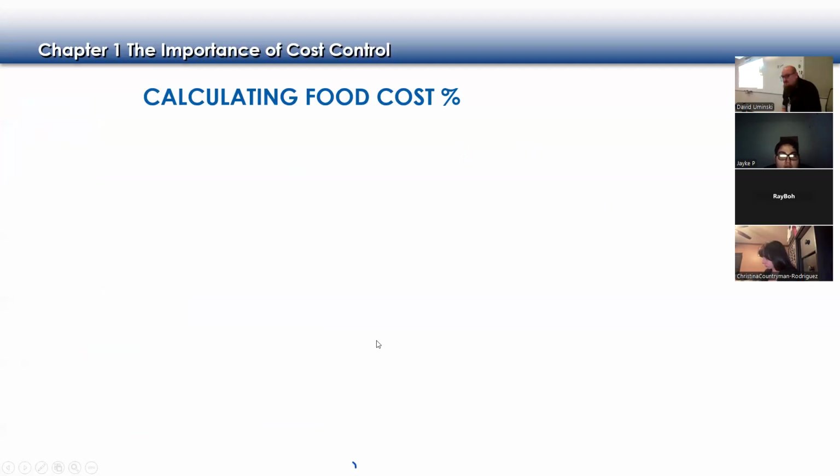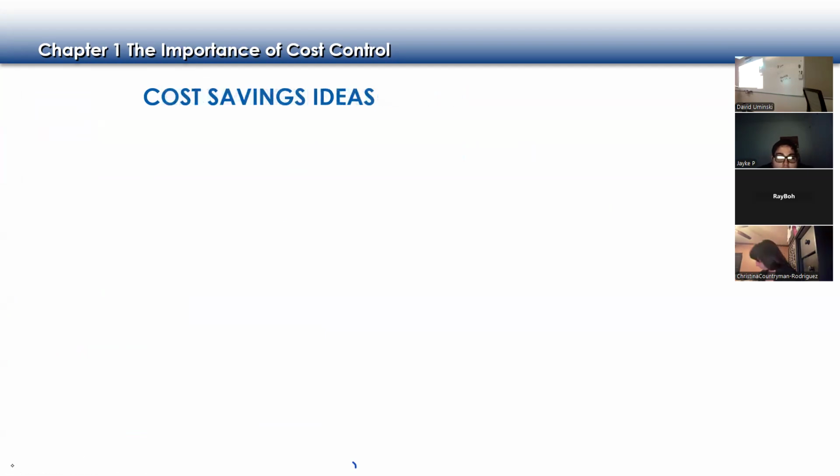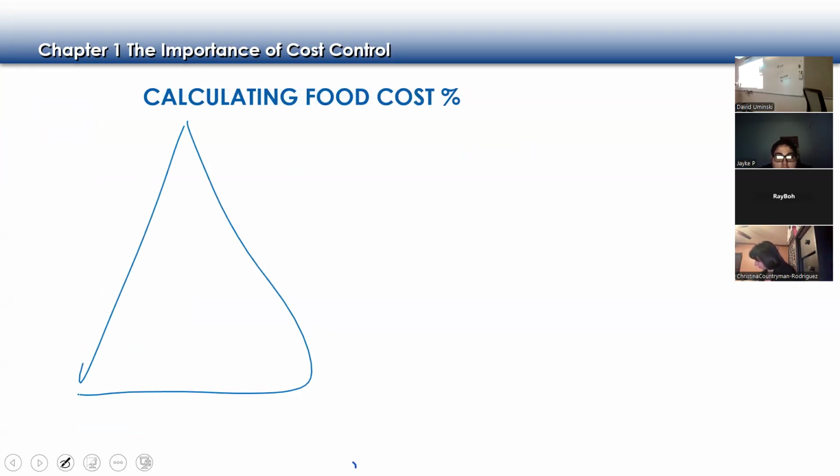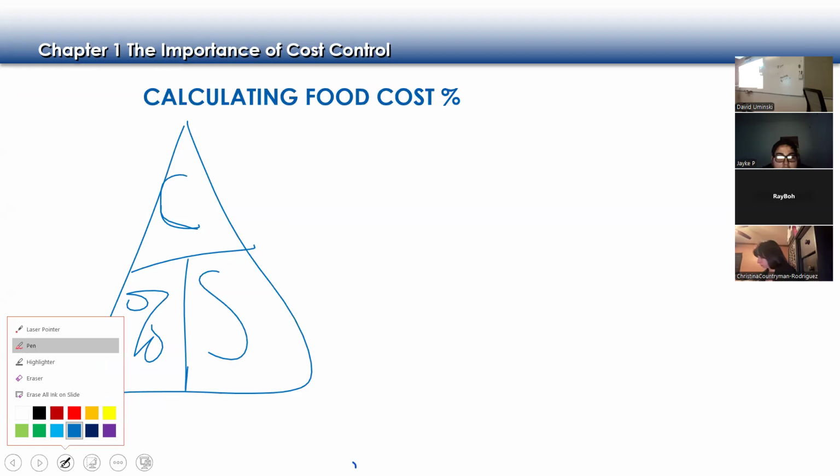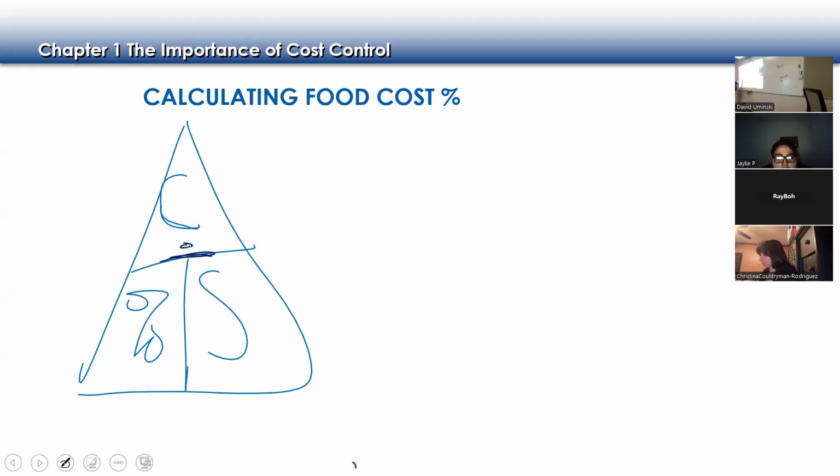So as we calculate our food cost percentage, what tool are we going to use? The triangle. Okay. Cost, percent, sales, division, and multiplication. Okay. Calculating that food cost percentage.